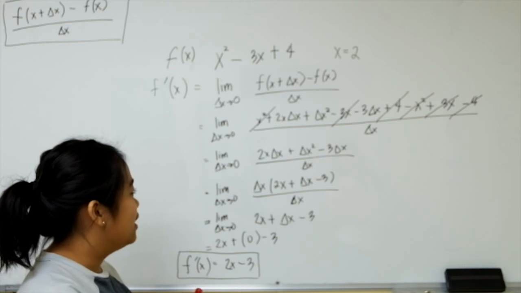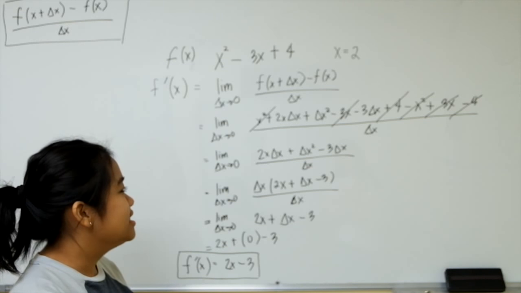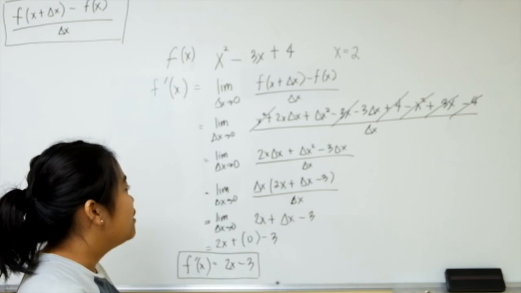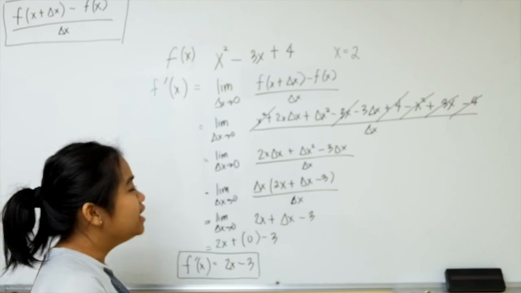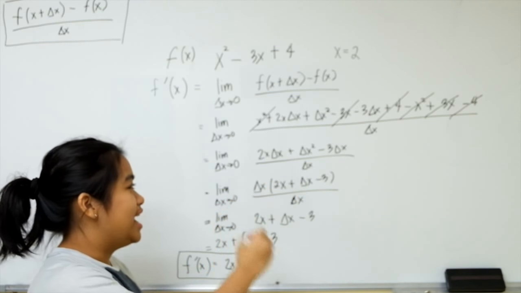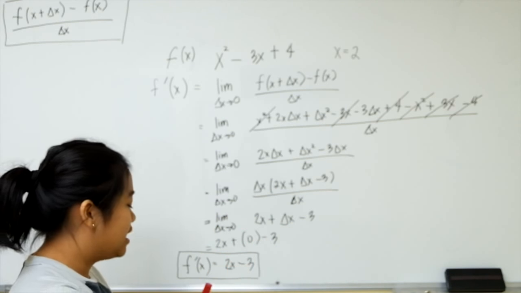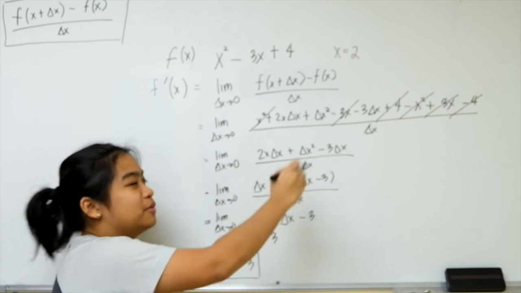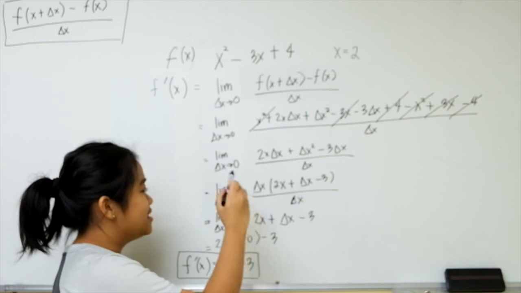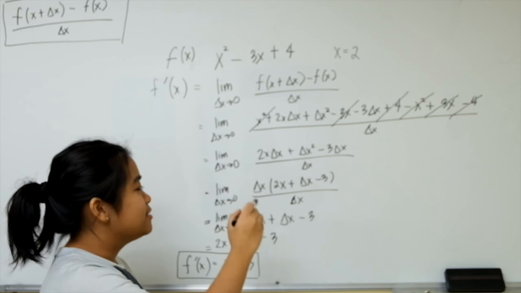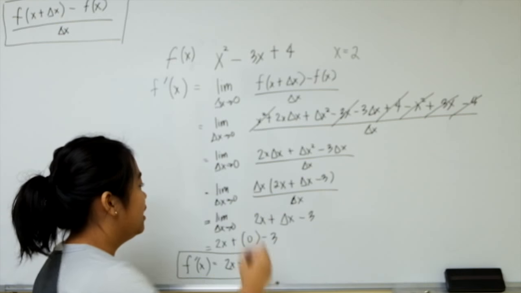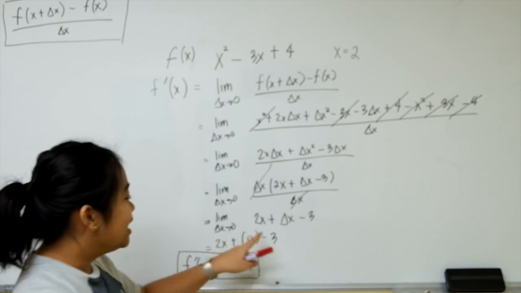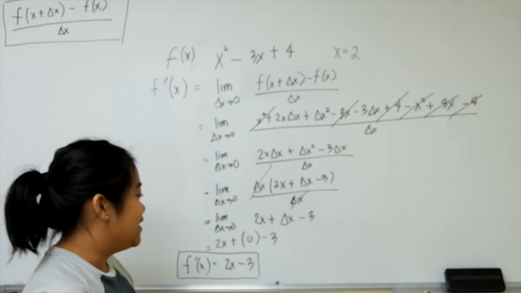It will then leave us with 2x delta x plus delta x squared minus 3 delta x all over delta x. Now, from here, what we need to do is to cancel out the denominator delta x. So, how we do that is we just have to factor out delta x from the numerator. So then it becomes delta x, quantity 2x plus delta x minus 3. Then we can cancel out the denominator of delta x.